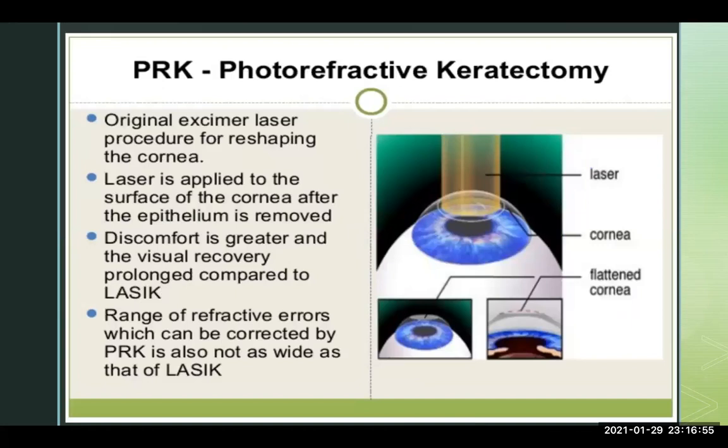PRK uses the excimer laser on the surface of the cornea after removal of the epithelium. The laser will be calculated according to the error to be corrected. But discomfort is greater than LASIK because of the absence of flap. The range of refractive errors which can be corrected by PRK is also not as wide as that of LASIK. Up to -5 diopters can be corrected, but by LASIK up to -8 if the cornea thickness allows.